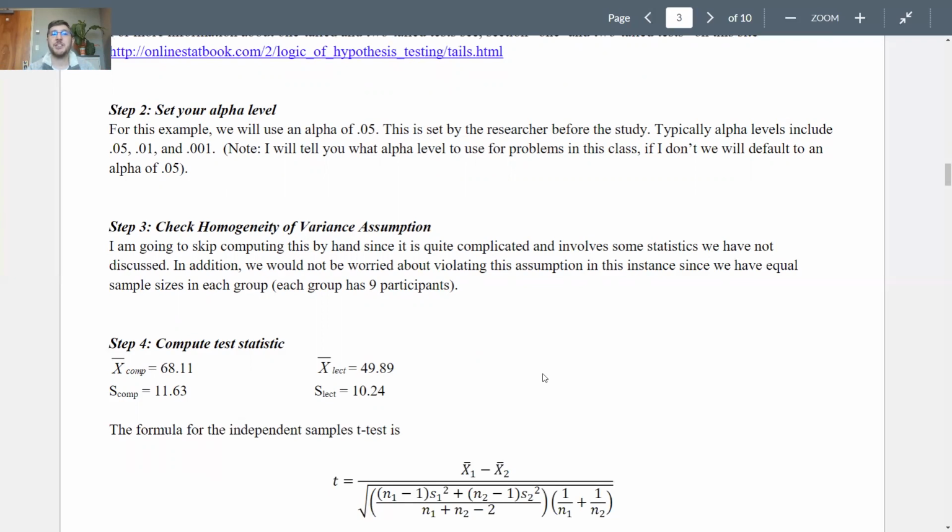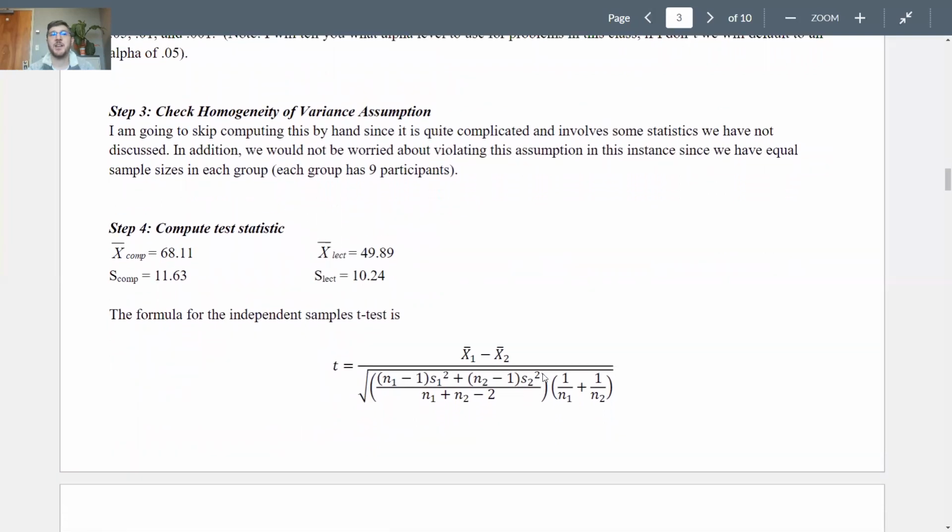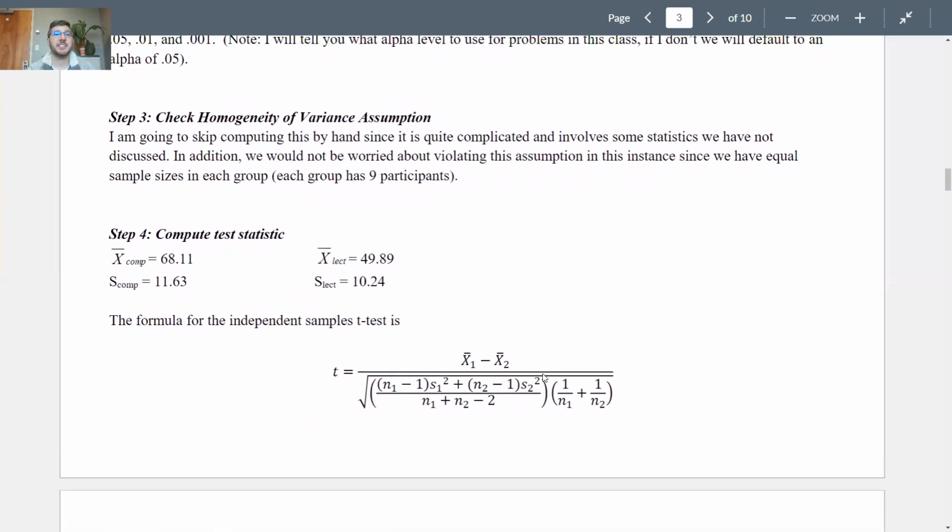So the next step is to check the homogeneity of variance assumption. Actually computing this assumption by hand is quite tedious. It involves some other statistics that we haven't covered in this class. So I'm not going to actually compute it by hand.